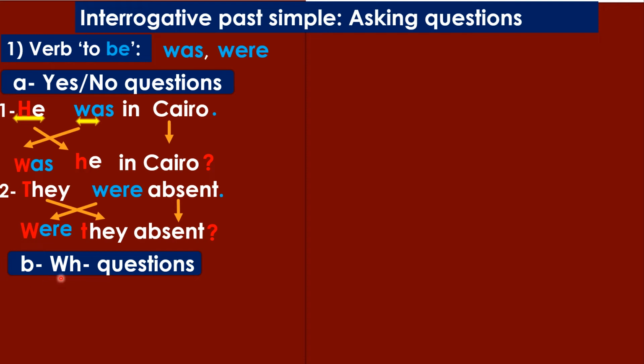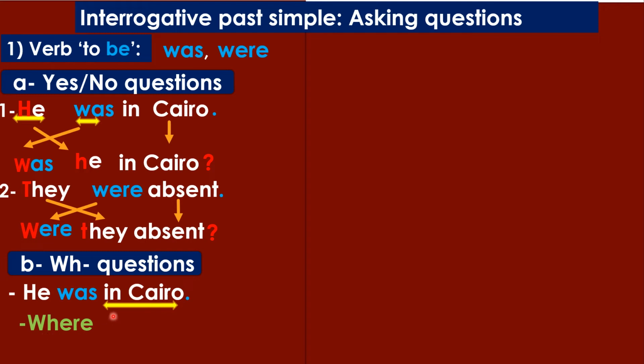And in the case of the WH questions we use question words. Of course, in WH questions we will use question words. Like for example, look at this sentence. He was in Cairo. Suppose that I want to ask a question about in Cairo. So in this case I'm going to use where.